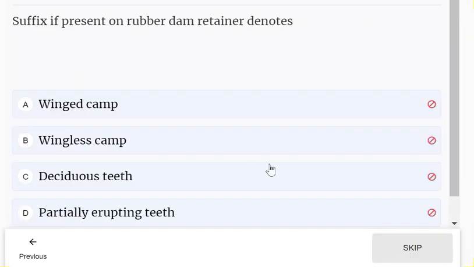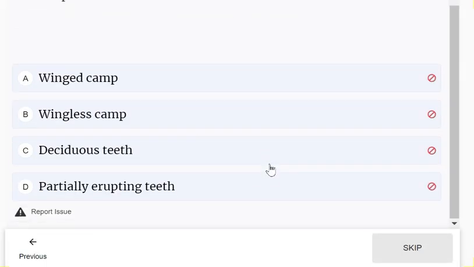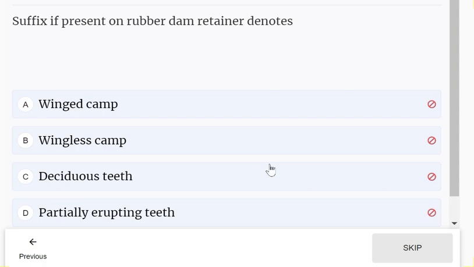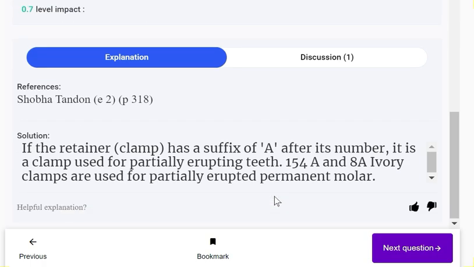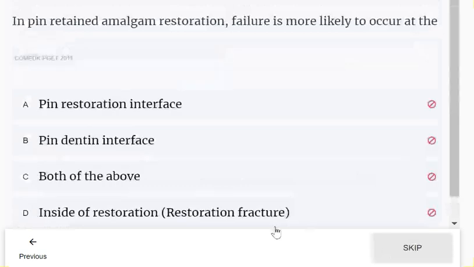Suffix, if present on a rubber dam retainer, denotes: winged clamp, wingless clamp, deciduous teeth, or partially erupted teeth. If the retainer has a suffix of A after its number, it is a clamp used for partially erupted teeth. 154A and 8A ivory clamps are used for partially erupted permanent molars.